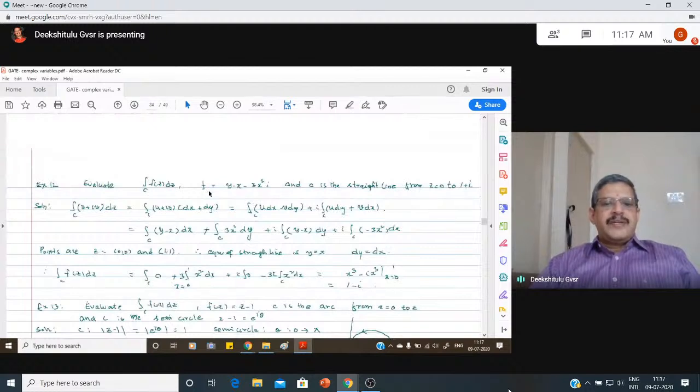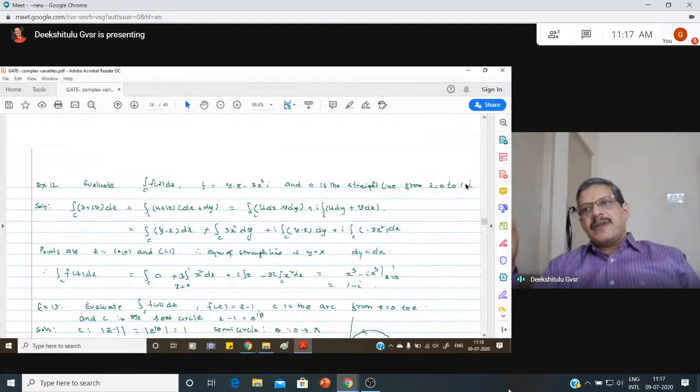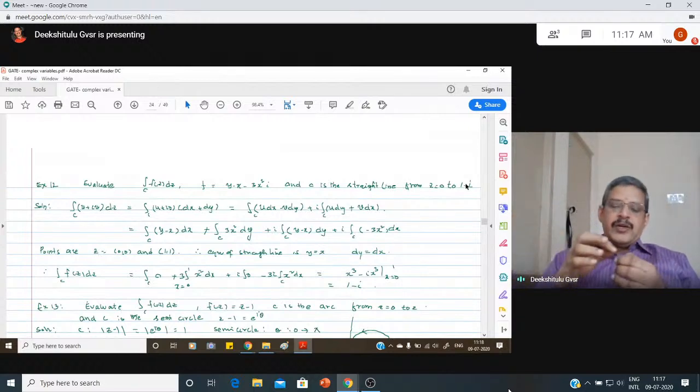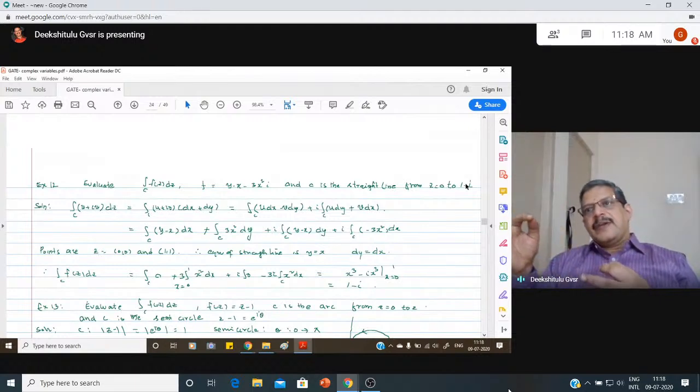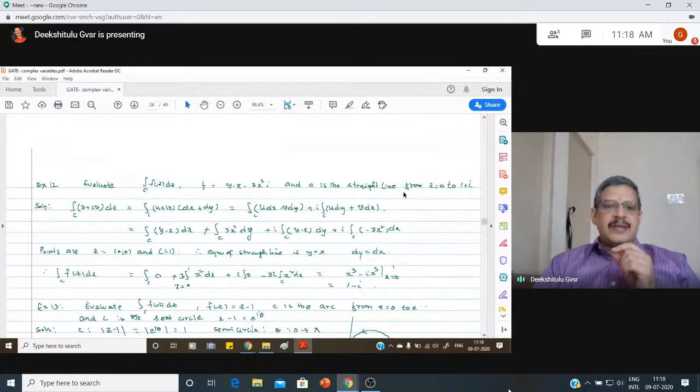Evaluate integral c f of z dz, where f is equal to y minus x minus 3x square i, and c is the straight line joining z is equal to 0 to 1 plus i. First we have to understand what z is equal to 0 and 1 plus i mean. z is equal to 0 means x is 0, y is 0, and z is equal to 1 plus i means x is 1, y is 1. So we are joining the two points 0, 0 and 1, 1. So the straight line is passing through the origin, so the equation is y is equal to x. That is very important.